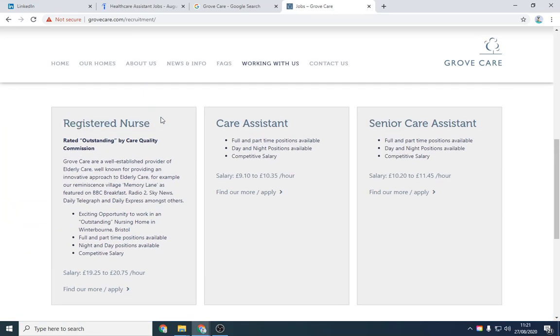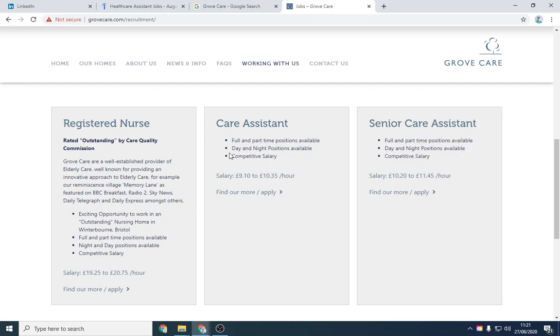A registered nurse is probably what they're going to need. They're probably going to need a senior care assistant, which will be harder to sort. So initially, instead of going for the care assistant, I would contact them by email and say, look, I saw on your website you're recruiting for a senior care assistant.